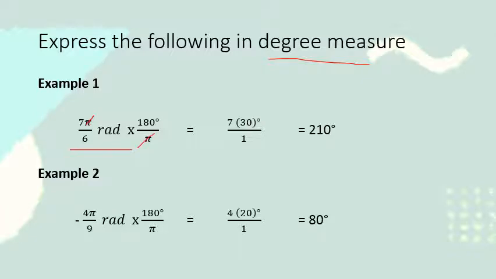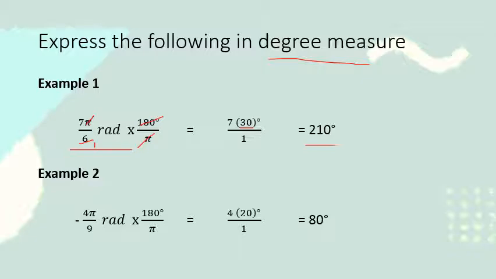Then we don't need to divide. So 7 pi over 6 multiplied by 180 over pi. The numerator and the denominator both have pi, so that would be pi over pi, which is 1. Another thing, we can reduce by 6: we have 1 here, and 180 divided by 6 is 30. So 7 times 30 degrees over 1, that is 7 times 30 alone. So we have 210 degrees.